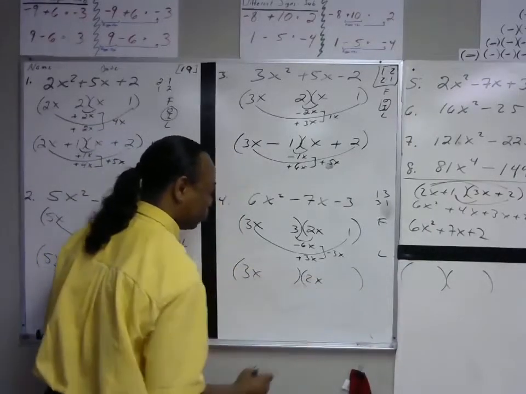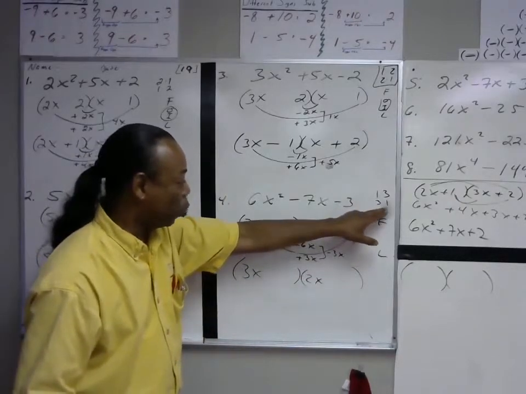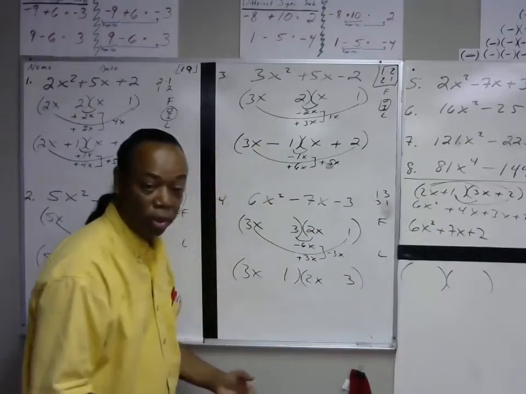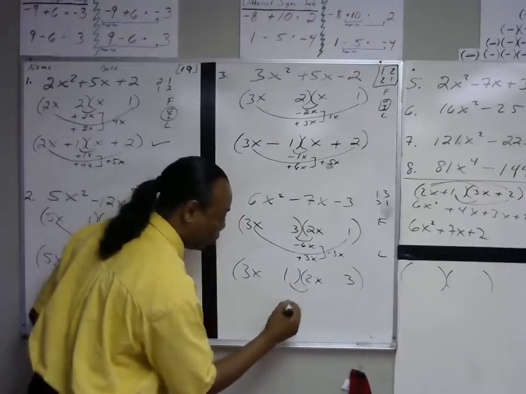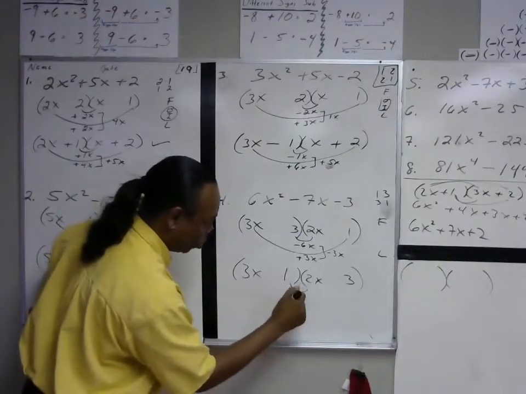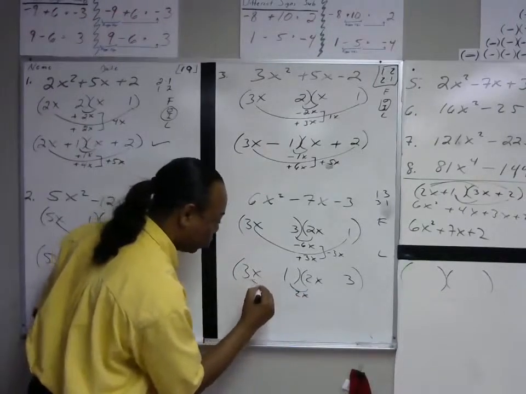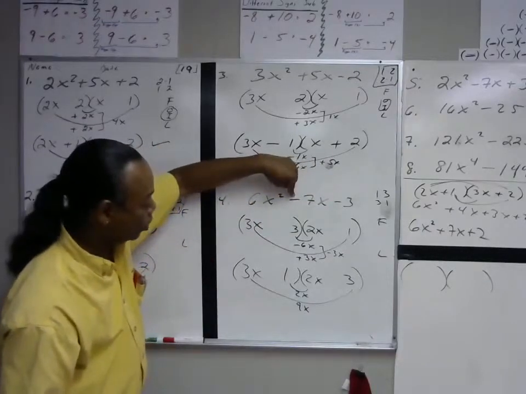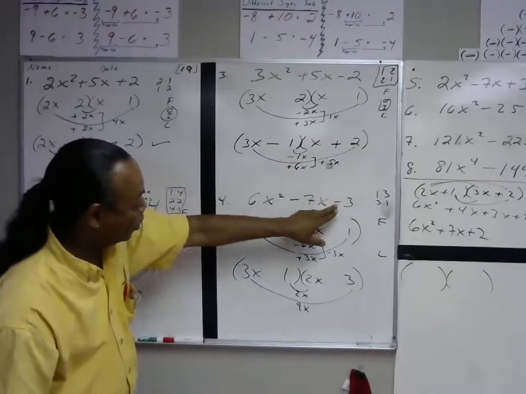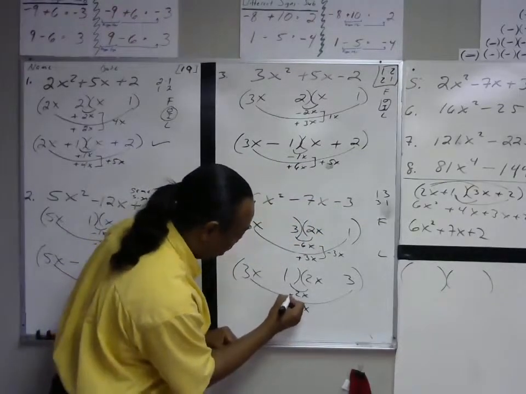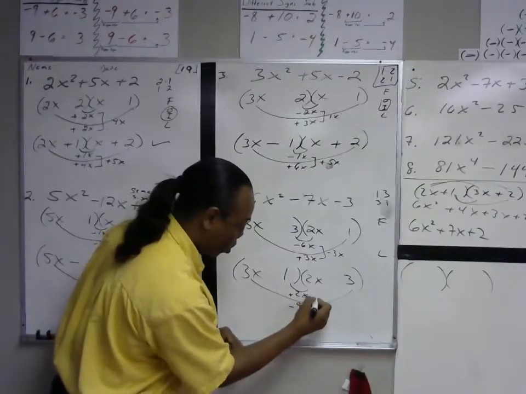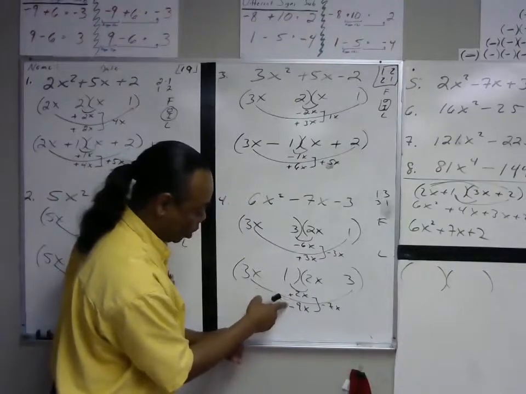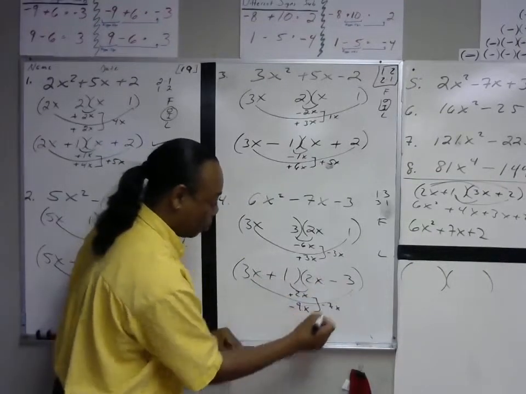3x times 2x. Instead of the 3 times 1 that didn't work, I'm going to try the 1 times 3. Let's see if this gives us any results. 1 times 2x is 2x. And the 3x times 3, that's 9x. Okay, got to have opposite signs, and we want a negative 7x. So to get a negative 7x, I would have to have a positive here and a negative there, because this combination would give me a negative 7x. So I need a positive first, and then a negative. That's it.